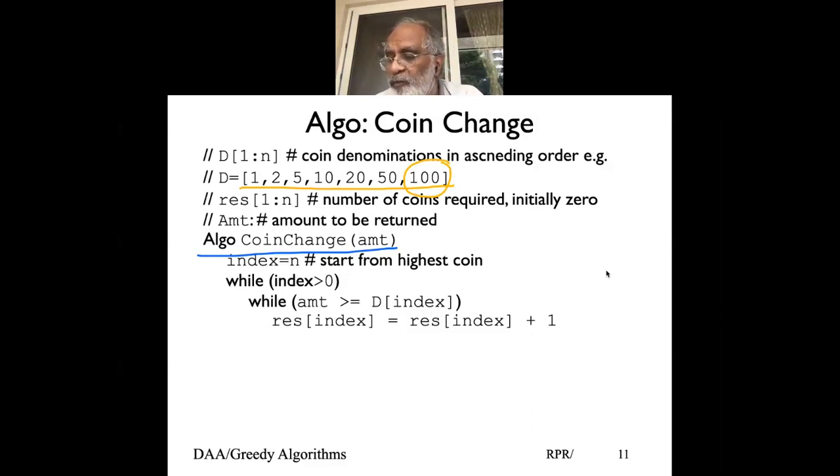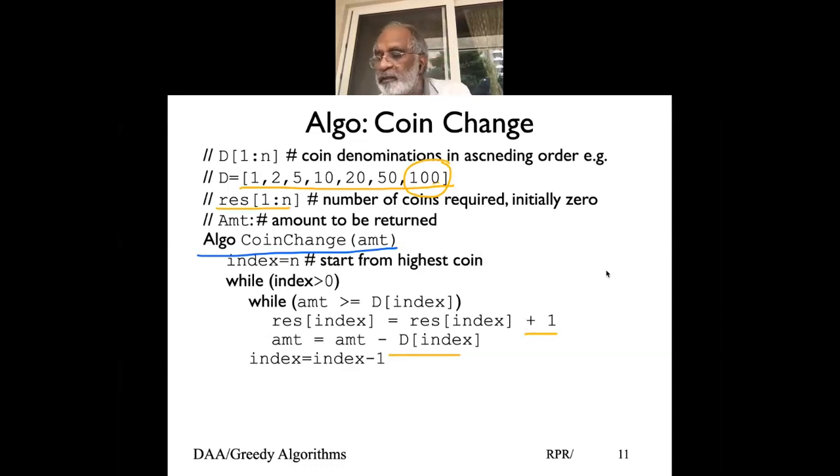I'm looking at the number of coins because I'm trying to minimize the number of coins. So for this index, I'm putting this number of coins. That will be the 100 rupees coin. I'll use one, and decrease the amount. So I keep decreasing the amount, and then we keep decrementing the index and keep going further.